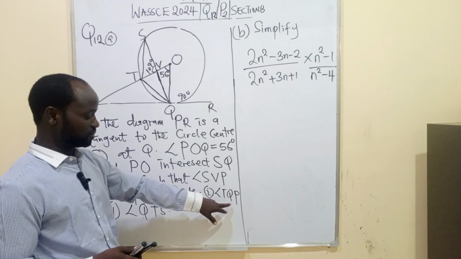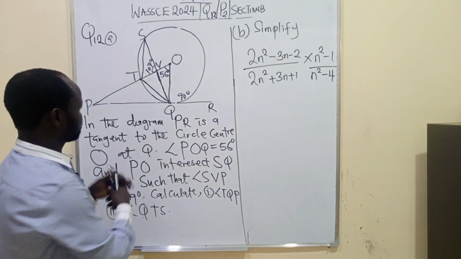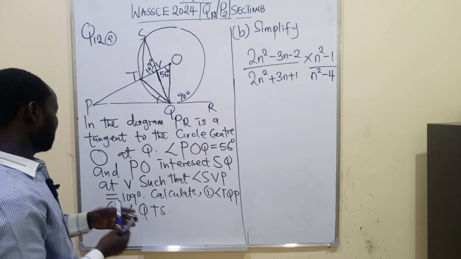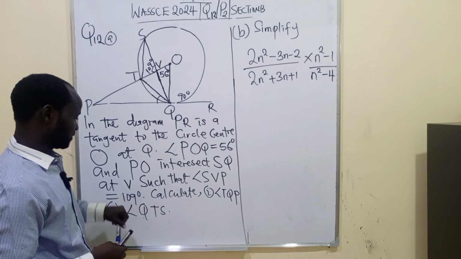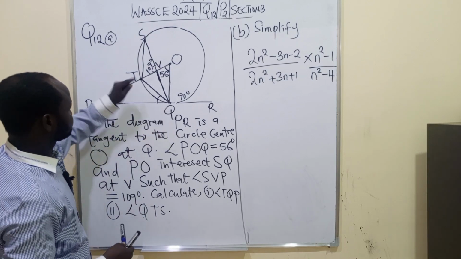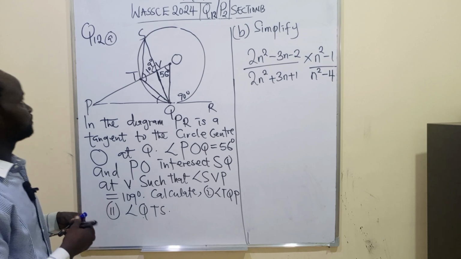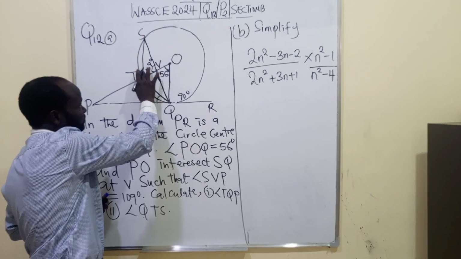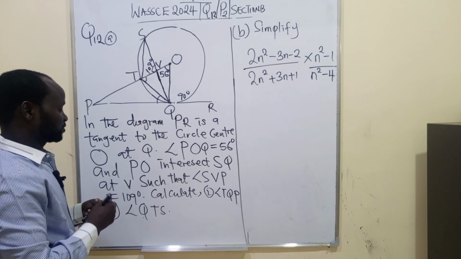One, angle TQP. Angle TQP means the angle at Q, TPQ, which is the whole of this angle here. And two, angle QTS, that's the whole of this angle here. So, for us to find the whole of this angle, we have to find this small angle here. That is the first question.